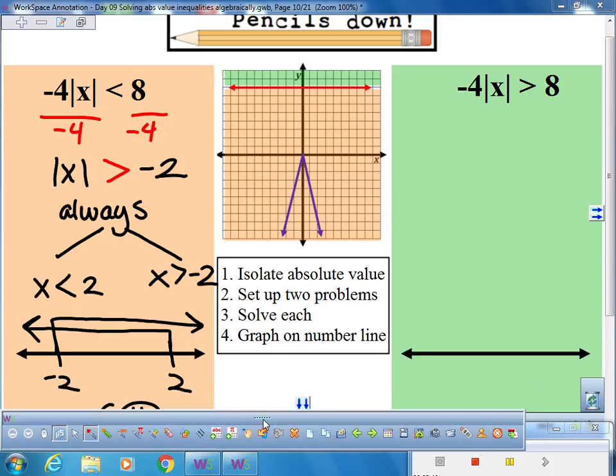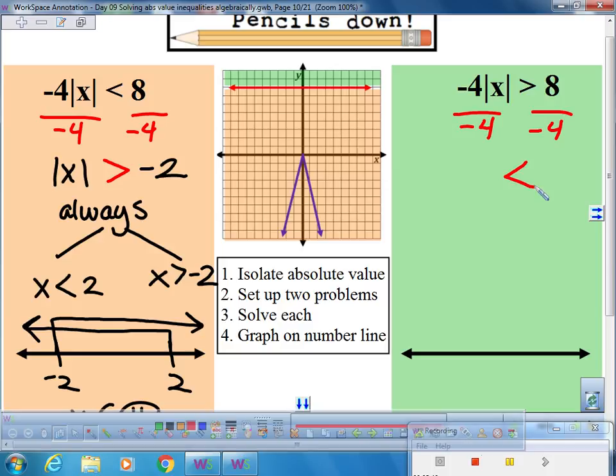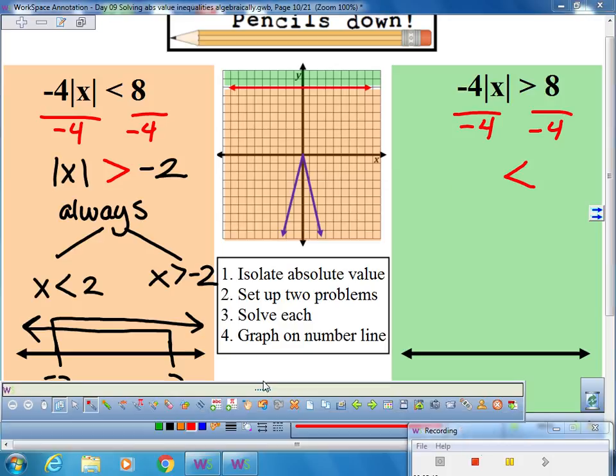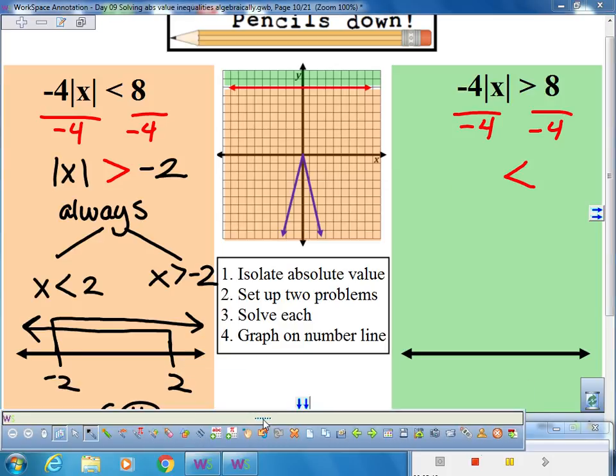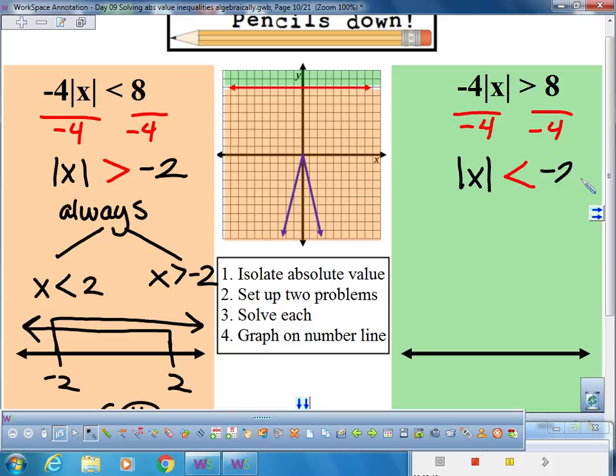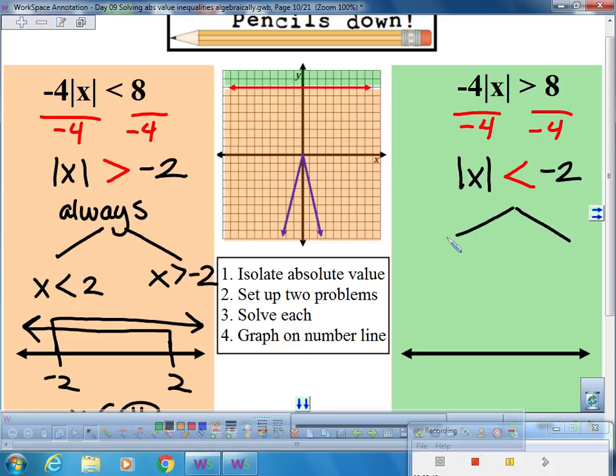And you'll get to see this one. So I'm going to divide by a negative number. When I do that, that sign is going to switch. And so I have absolute value of x is less than negative 2. Let's look what it does graphically.